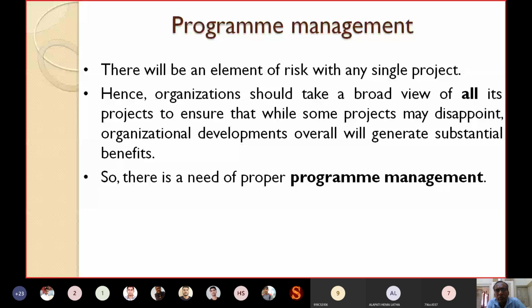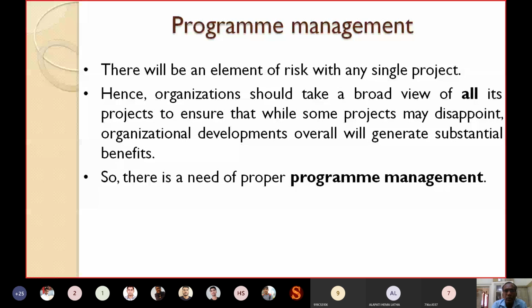So you have to consider the overall view of all the projects to take a decision. Hence, the organization should take a broad view of all its projects to ensure that while some projects may disappoint, the organizational developments overall will generate some substantial benefit. When you consider all the projects in total, then definitely you may get some substantial benefit.